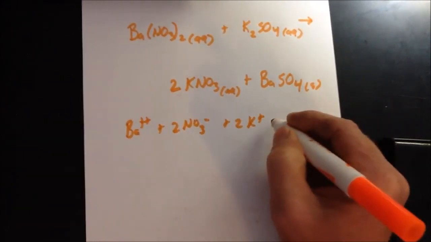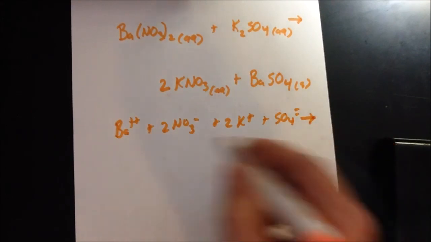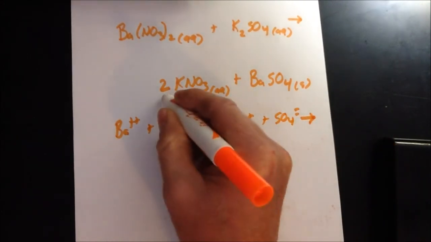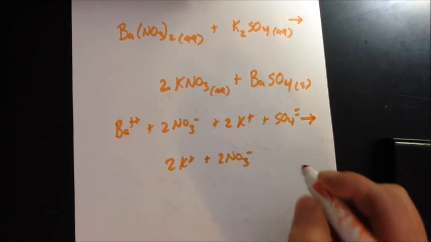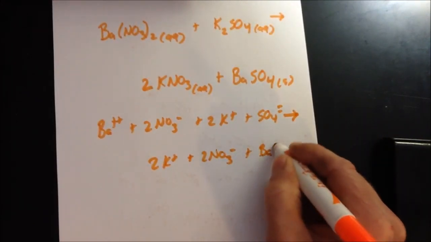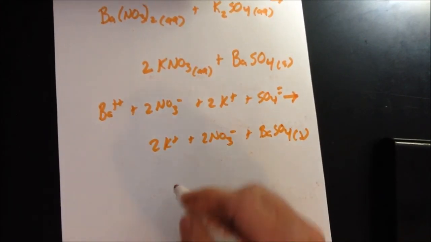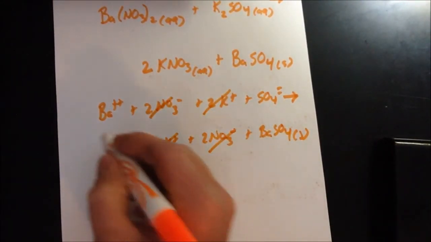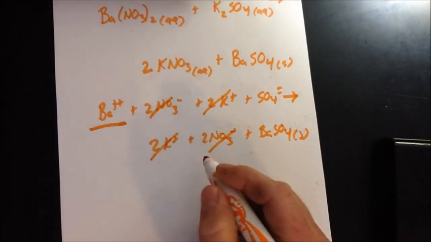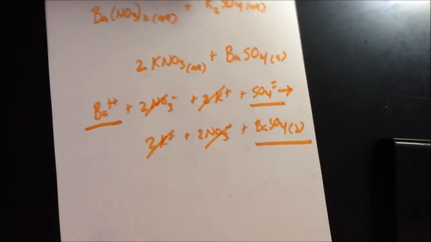I'm taking apart everything I put together, plus an SO4 minus 2. If it's aqueous, take it apart. 2 K plus, coefficient 2 is the reason for the 2 there. 2 NO3 minus, and then lastly I'm going to leave the BaSO4 together because it's a solid, and I'm ready to cancel any spectator ions. 2K plus, 2K plus, 2 nitrate, and I'm left with a net ionic. Ba++ aqueous plus SO4 minus 2 aqueous, arrow, BaSO4 solid. So again, this is a precipitation reaction.